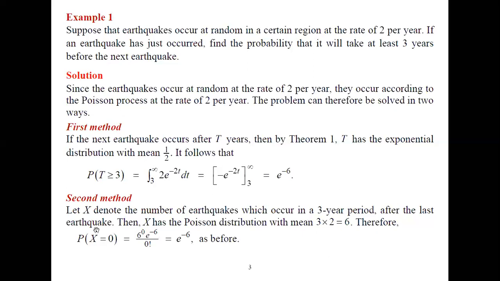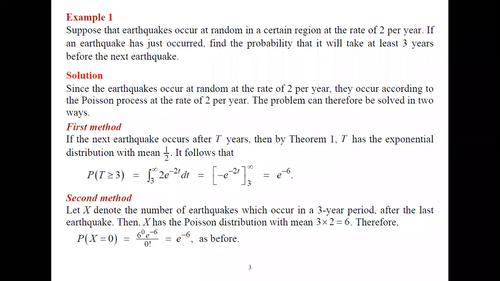The second approach is to use the number of occurrences. Have you seen it? If you use the number of occurrences, the Poisson distribution itself. So first we used the exponential distribution to solve it. Now we are going to use the Poisson distribution to solve the same problem. So we let X denote the number of earthquakes which occur in a 3 year period after the last earthquake.